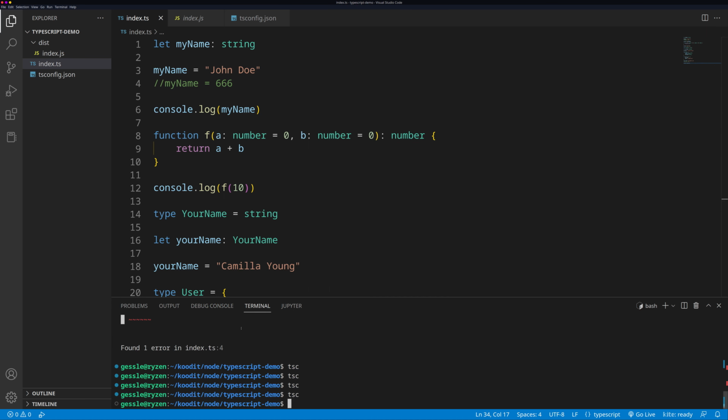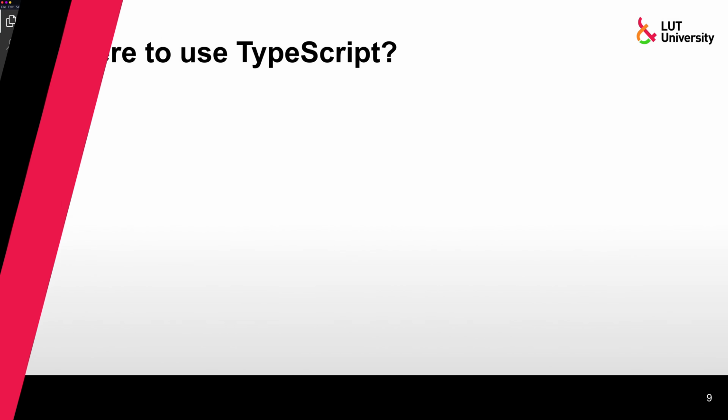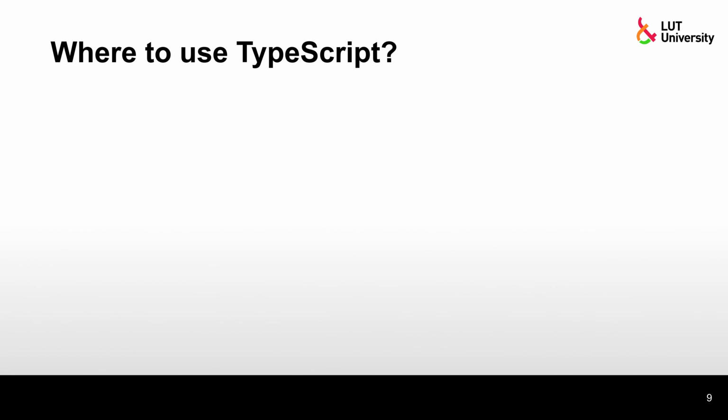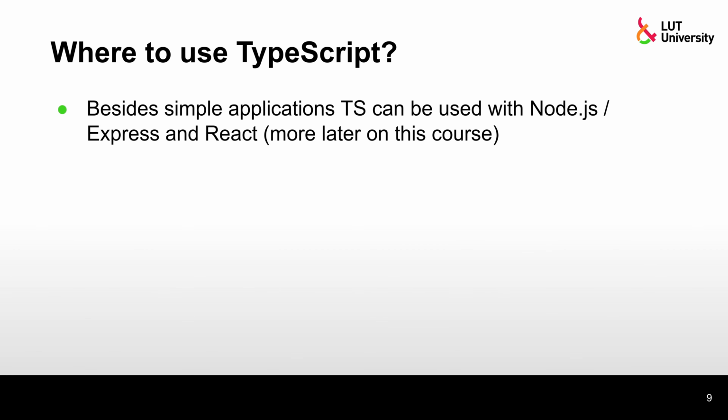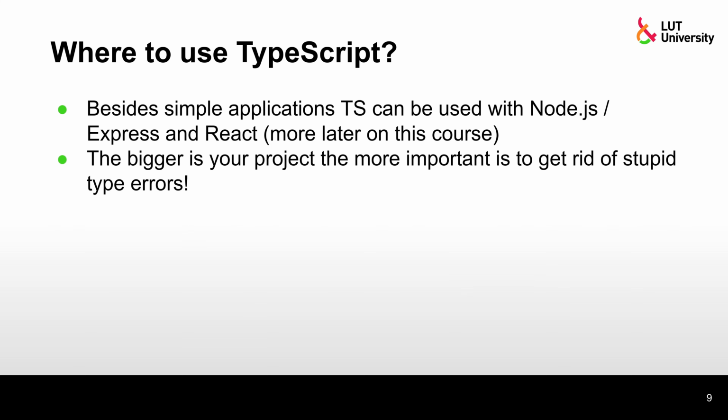So now we are manually compiling, transpiling every time we are doing some modifications to our code, but this can of course be automated. So that was just a simple example of what you can do with TypeScript, but where to use it actually? Besides this simple application, TypeScript can be used with Node.js and Express, or with React, or both. React will be covered later in this course. So basically all new JavaScript frameworks are nowadays programmed with TypeScript.